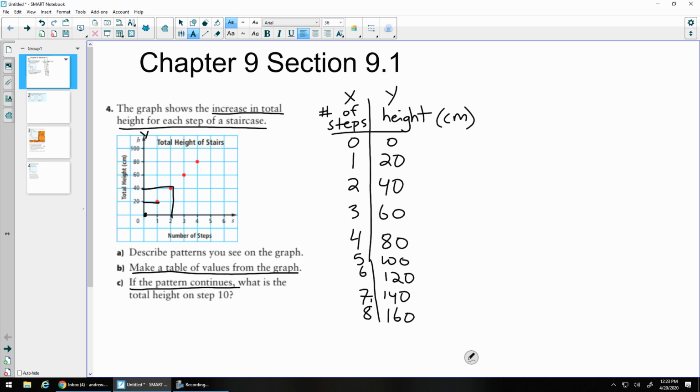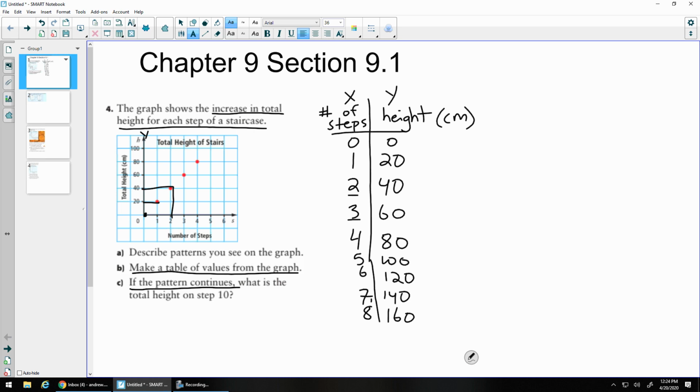Another way is to think, what am I doing here to get my x to equal my y? If x is going up by 1 each time, and y is going up by 20, that means for every step, we're going up by 20 centimeters. So whatever number of steps I'm going to, I could just multiply that by 20. If we've gone 1 step, 1 times 20 is 20. 2 steps, 2 times 20 is 40. 3 steps, 3 times 20 is 60. So every time, we're able to multiply the number of steps by 20 to get our total height.